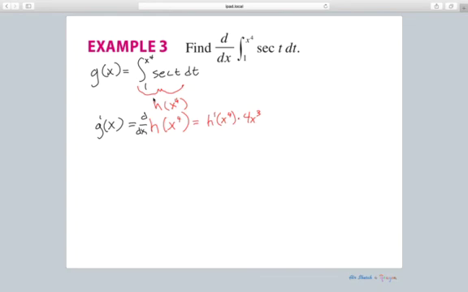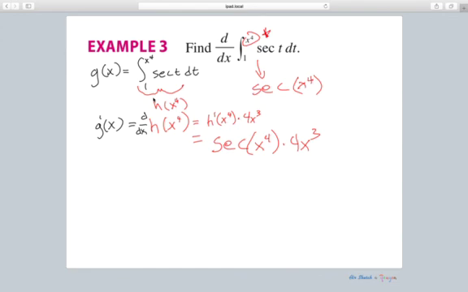Now in this case, our outside function is our accumulation function. So the derivative of that just undoes the integral and leaves us with our integrand, but with our new input plugged in, right? So our new input in the case before this was just x, but in this case is x to the 4th. Good, so what we really are going to end up with is secant of x to the 4th times 4x cubed. So when your upper limit is something other than just x, you have to use chain rule.